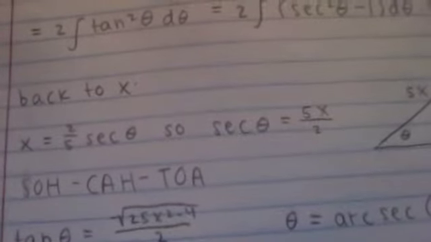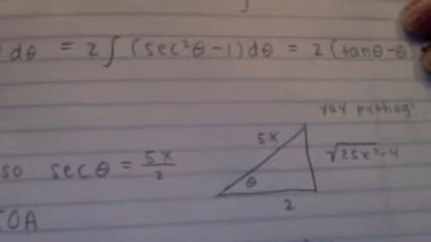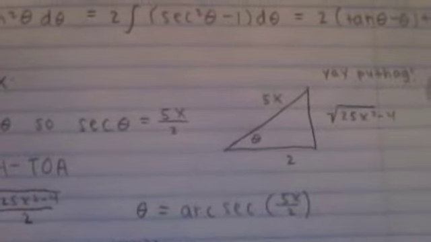But we're not done. So like in the previous examples, we have to move back to terms of x. So x equals 2 over 5 secant theta. And if we're going to use the SOHCAHTOA theory, we have to get secant theta isolated. So we have secant theta equals 5x over 2. And we get this triangle using Pythag. We all know Pythag, don't have to explain that. So we use this triangle to figure out how to get tangent theta into terms of x.